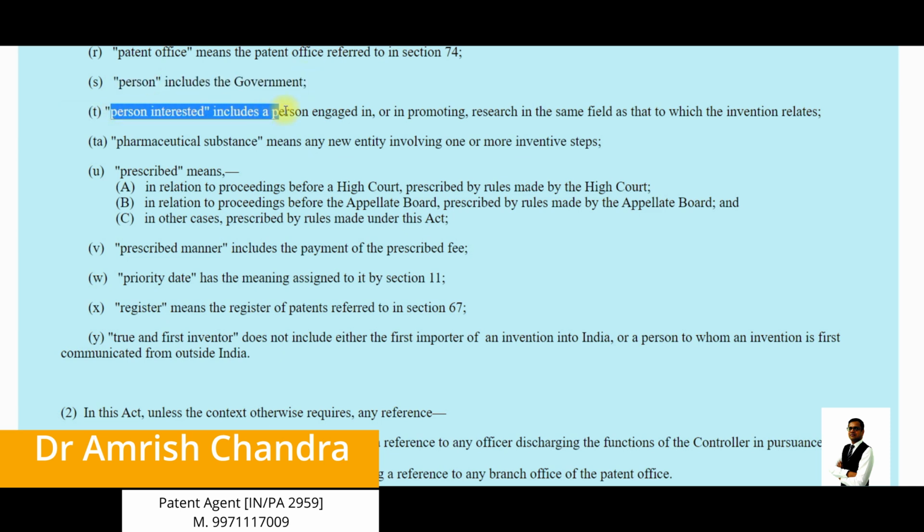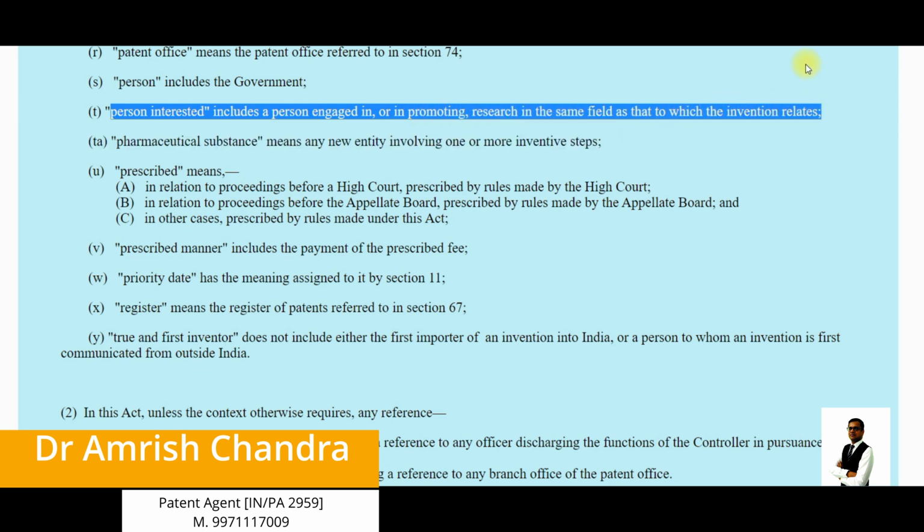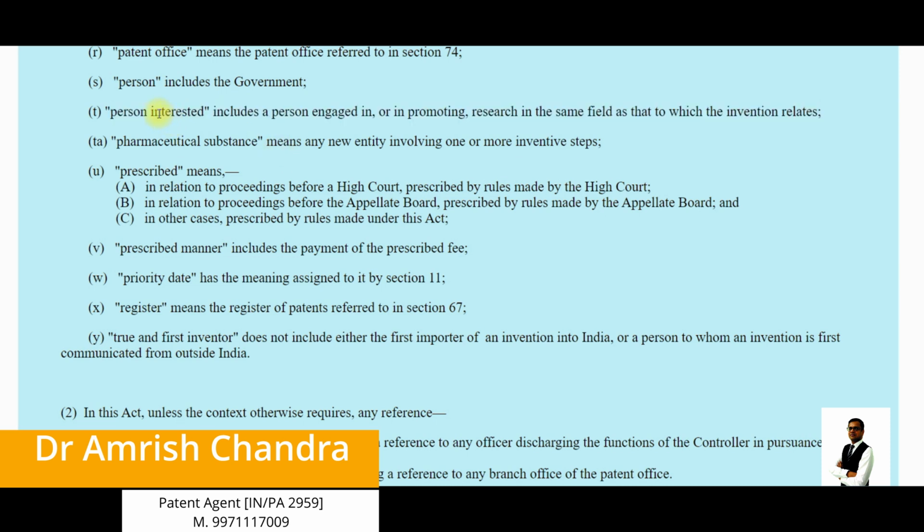Person interested includes a person engaged in or promoting research in the same field as that of which the invention resides. So when you say a person interested, the person interested is the person who can file for a post grant opposition. And in this particular case, the person interested would be someone who is engaged in or promoting a research in the same field. So if you are doing work in pharmaceuticals, and it's in some kind of electronic field, you will not be called as a person interested, unless you show that you are developing something which involves both pharmaceutical and electronics.